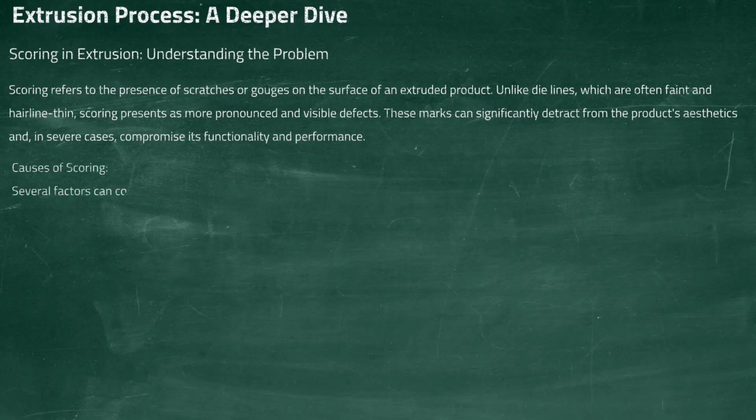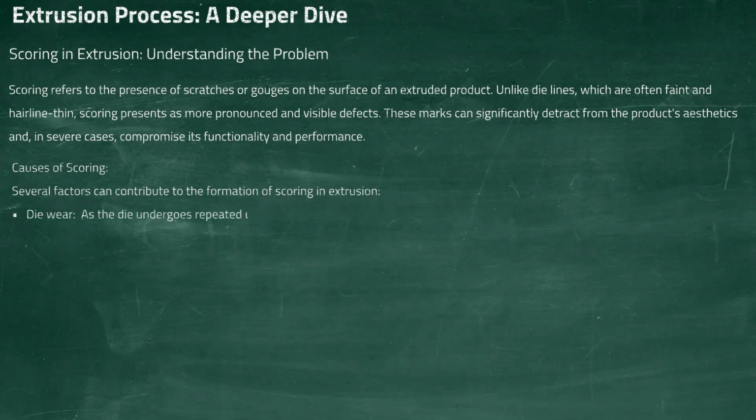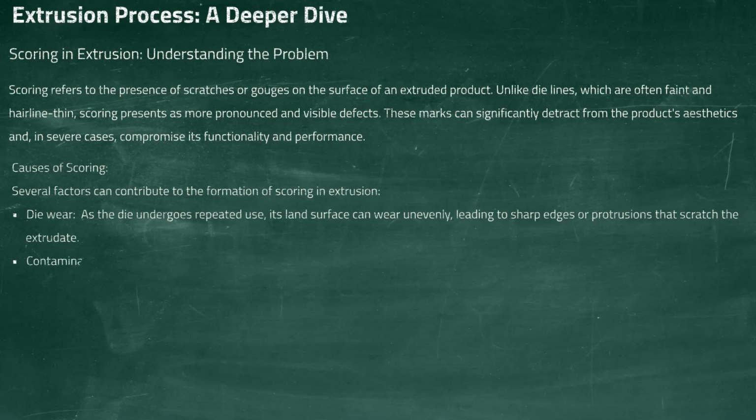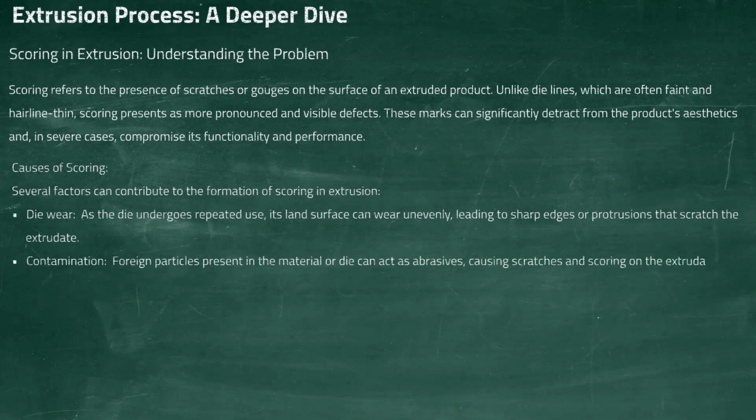Causes of scoring. Several factors can contribute to the formation of scoring in extrusion. Die wear: as the die undergoes repeated use, its land surface can wear unevenly, leading to sharp edges or protrusions that scratch the extrudate. Contamination: foreign particles present in the material or die can act as abrasives, causing scratches and scoring on the extrudate surface.